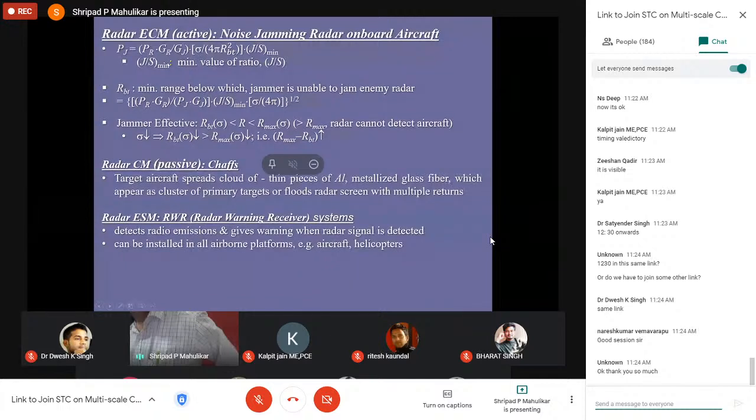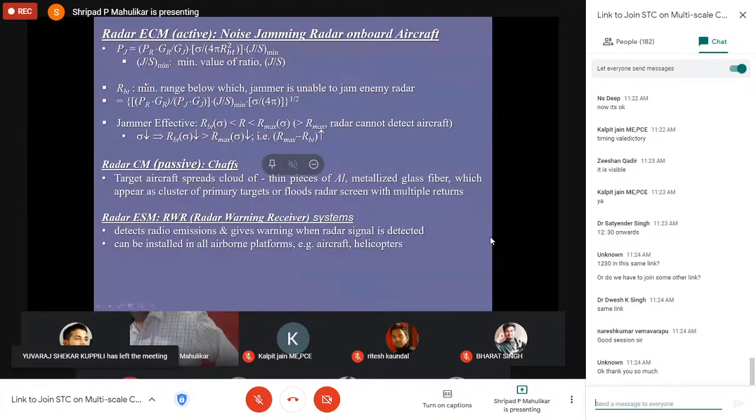In this equation, J by S min is the minimum value of the jammer to the actual target signal. From this equation, we get a burn through range, which is the minimum range below which the jammer is unable to jam the opposite side's radar. So now we have a competing signal from a jammer on board an aircraft, an active radar electronic countermeasure, and then we have the concept of burn through range. It is the minimum range below which the jammer is not able to jam the opposite side's radar.